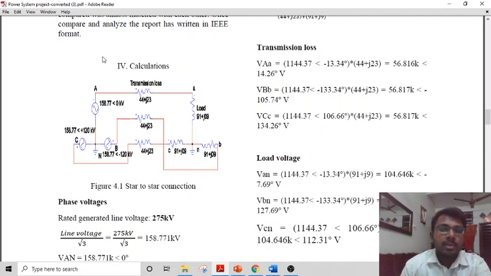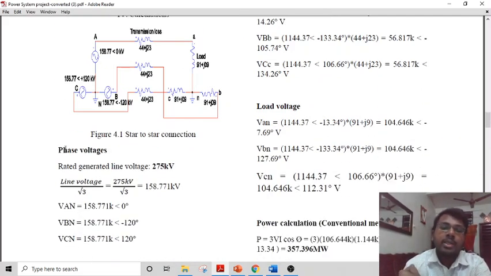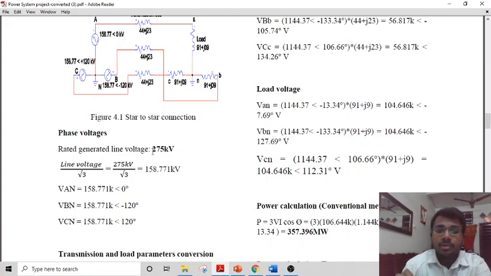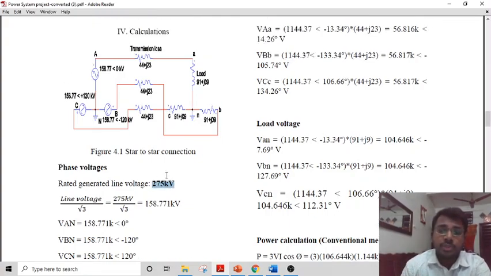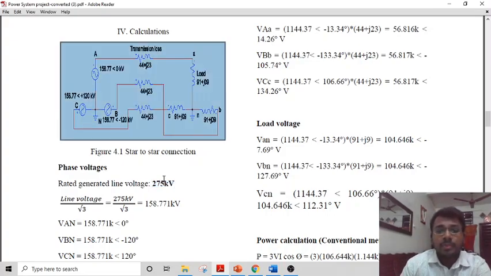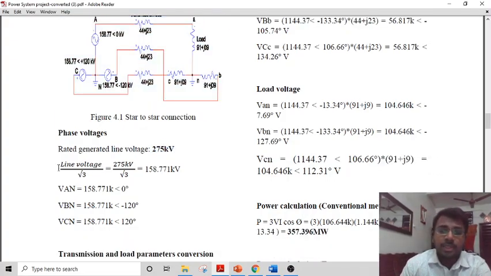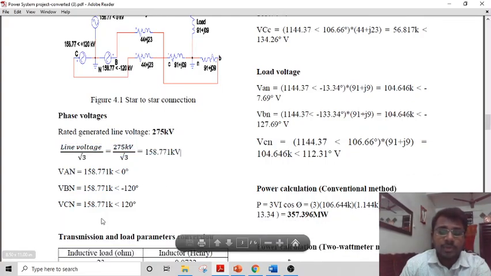Okay, based on the calculations, this is how I calculate the values. First of all, they give us the 275 kilovolt line voltage. So using that line voltage, we have to find the phase voltage. This is the formula used to find the phase voltage. Once we find the phase voltage, we have to put in the phases, which I mentioned earlier: 0 degree, negative 120 degree, and 120 degree. These are important components.